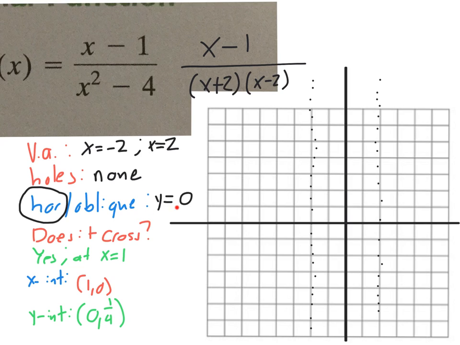Next, the horizontal asymptote is at y equals 0. So I'm going to put a dotted line at the x-axis because I know that the graph cannot cross it unless I found somewhere it will cross. And I actually did find somewhere it would cross. I found that at x equals 1, it's going to cross the horizontal asymptote. So I'm going to go ahead and plot that point, knowing that my graph is going to cross right there.